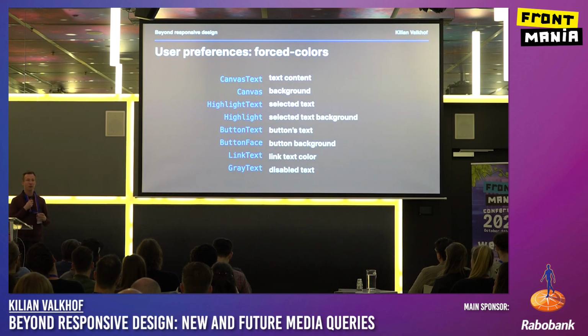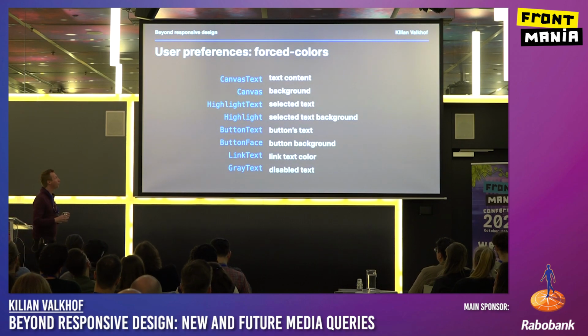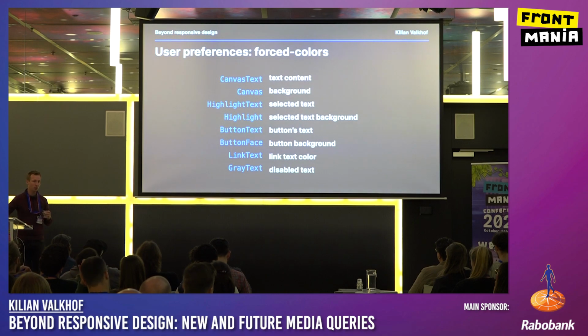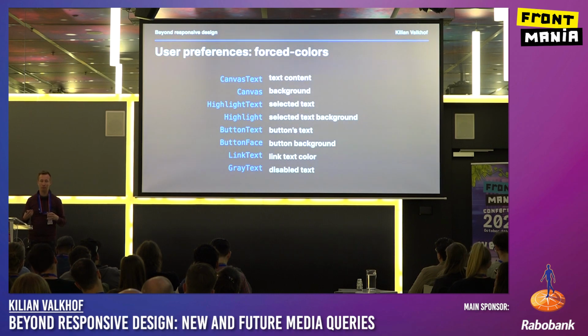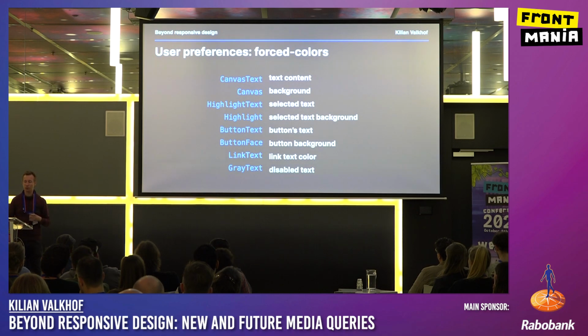You get these color keywords. Because you don't know what the color of the text is going to be, or the background, because the user decides. It can be black, it can be white, it can be purple. You don't know. You just have to follow the rules. So you can say, for something that is supposed to be a button, give it the color of button text and the background of button face, and then it will also always look all right.